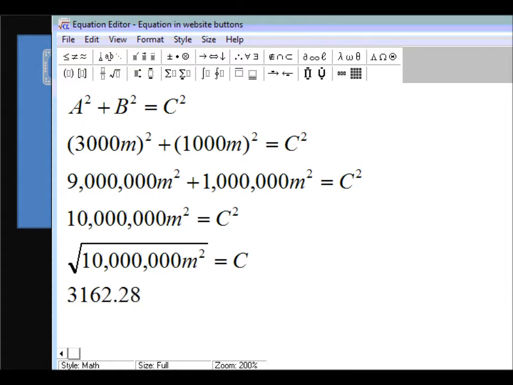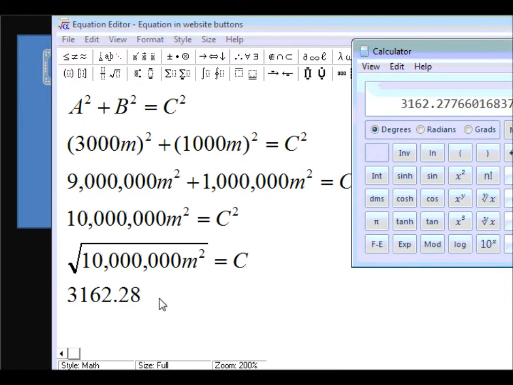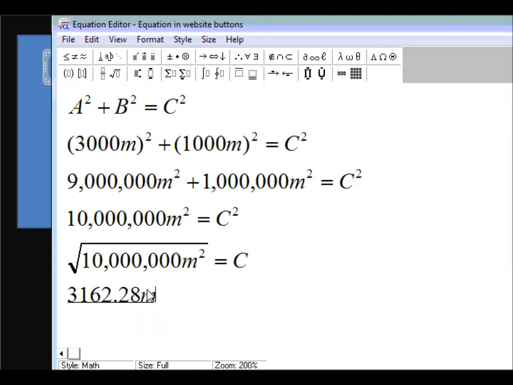3162.28 meters. Let me double check it. If you have any questions, make sure you ask them.